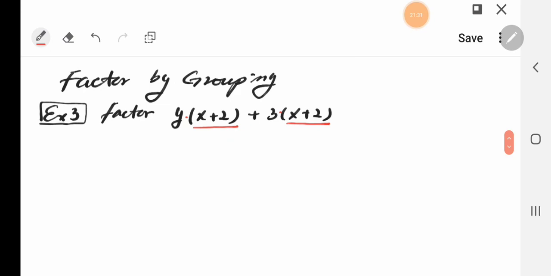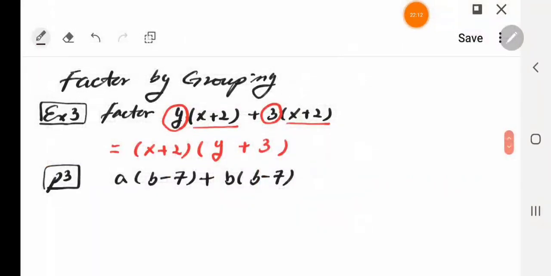So we can take this x plus 2 itself. This binomial is a common factor. So take it out, factor it out, then put parentheses. The leftovers are what? This factor y and this factor 3. So put y plus, for the second term, the leftover is 3. So when you factor this, since the whole binomial x plus 2 is a common factor, this will be the product of x plus 2 and the leftover factors, y plus 3.